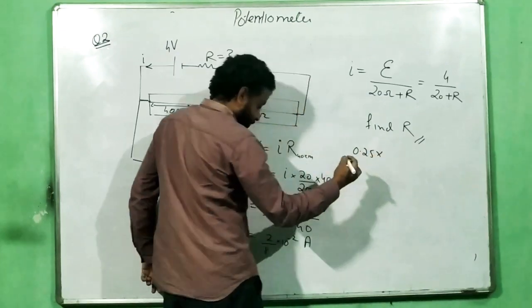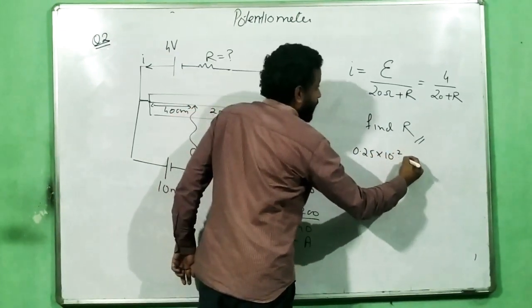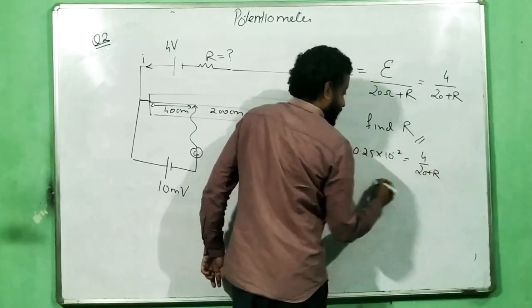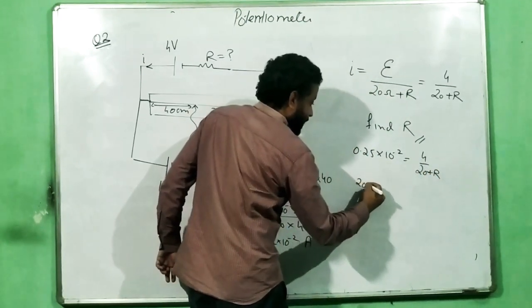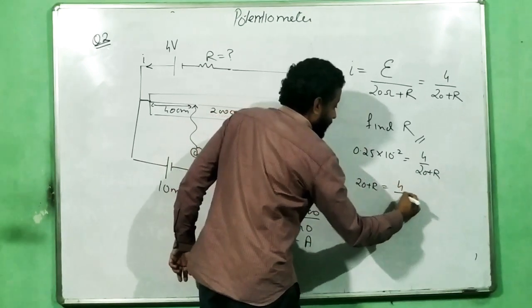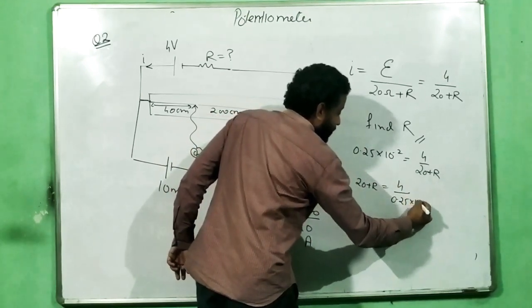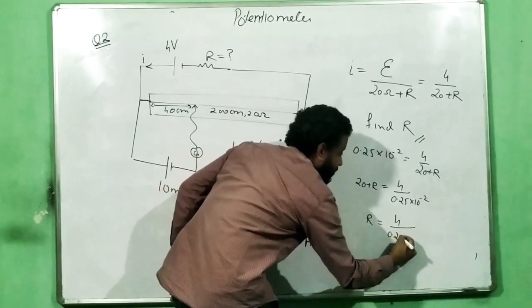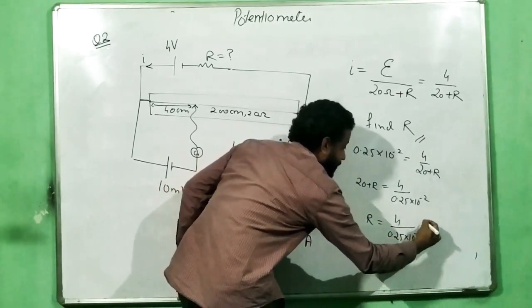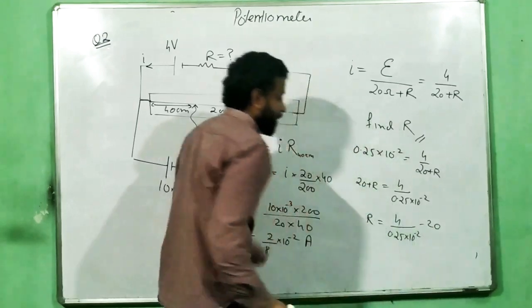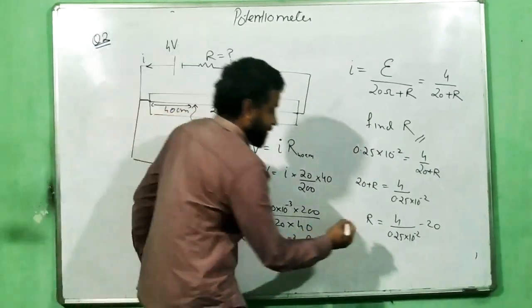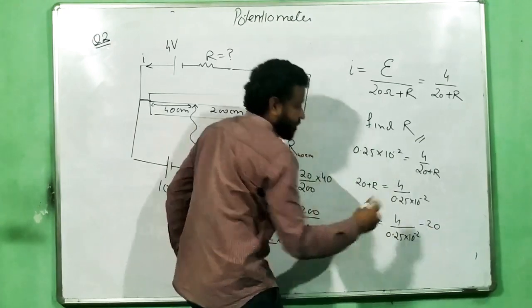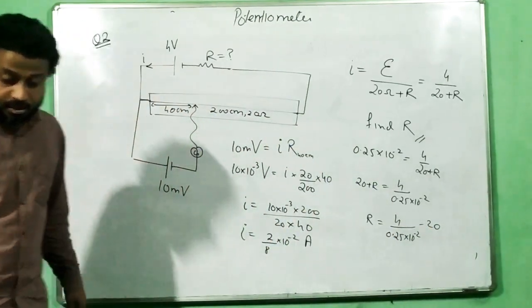So 0.25 into 10 power minus 2 equals 4 divided by 20 plus r. So 20 plus r equals 4 divided by 0.25 into 10 power minus 2. So r will be equal to 4 divided by 0.25 into 10 power minus 2, minus 20, and that will be the final answer. Okay, simplify this to get the final answer.